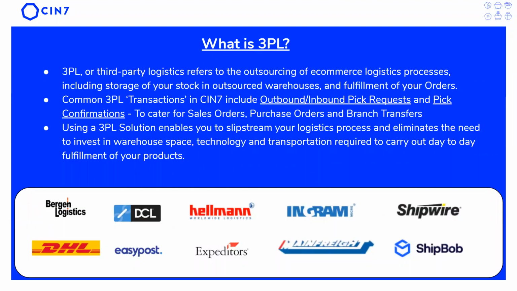Cool. So just a refresher on 3PL integrations, and this is the other side of integrations that our team works on. 3PL, or third-party logistics, refers to the outsourcing of e-commerce logistics processes, and that includes storage of your stock in outsourced warehouses and the fulfillment of your orders. Common 3PL transactions in Cin7 include outbound and inbound pick requests and pick confirmation messages, and this caters specifically to your sales orders, your purchase orders, and branch transfers.